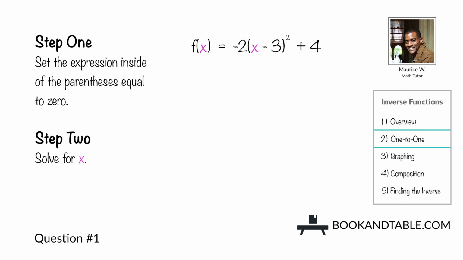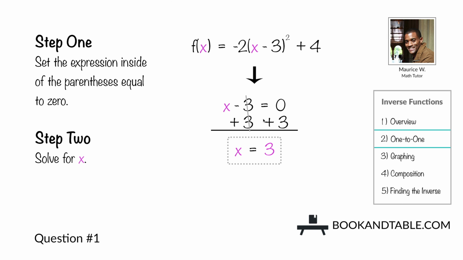Question number 1. We are given the function f of x is equal to negative 2 times (x minus 3) squared plus 4. Step 1, set the expression inside of the parentheses equal to 0. So that gives us x minus 3 is equal to 0. And now step 2, we want to solve for x. So we do so by adding 3 to both sides, showing us x is equal to 0 plus 3, which is 3. So our line of symmetry for the parabola is where x is equal to 3.